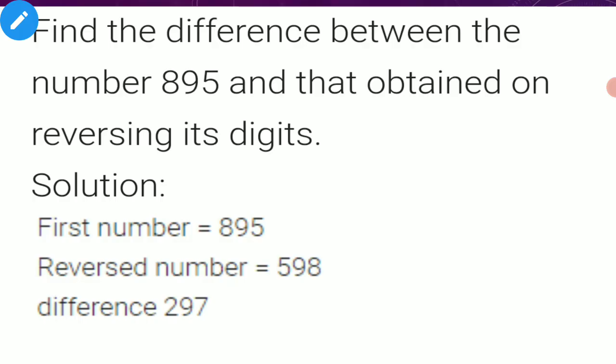So the first question is, find the difference between the number 895 and that obtained on reversing its digits. So the number given to you is 895. Now if you reverse the digits, means instead of writing from left to right, you will write from right to left. So the reversed number will be 598. Now we have to calculate the difference. So let's find the difference between 895 and 598. That will be equal to 297. So this way we will do this question.